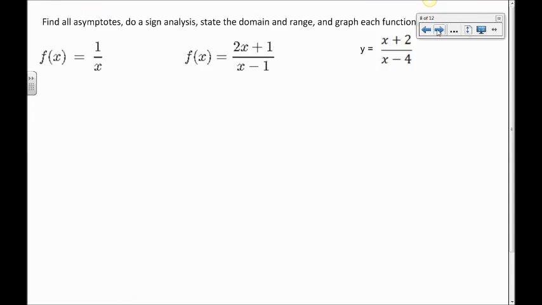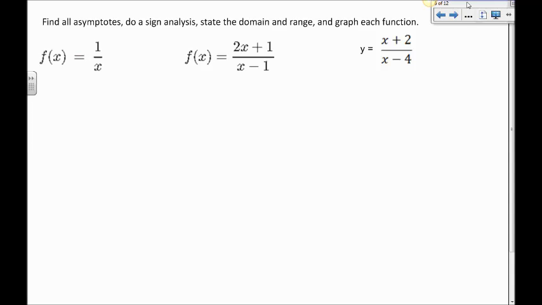Okay, so now we're going to put it all together. What does this all mean? Now that we've found these asymptotes, what does this look like? How does this help us? What information does this even give us? So we're going to look at how do we even graph rational functions, and how does domain, range, and sign analysis help us to do that? So we're going to put it all together.